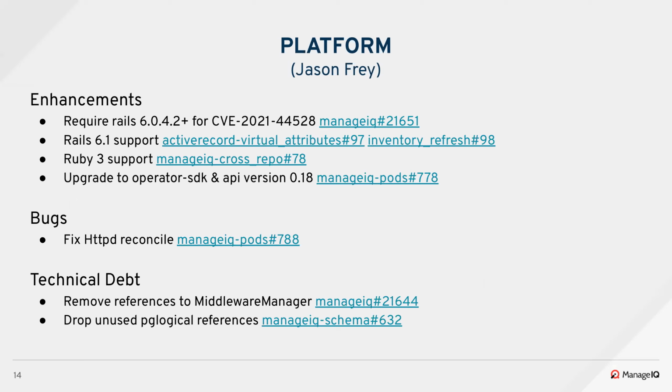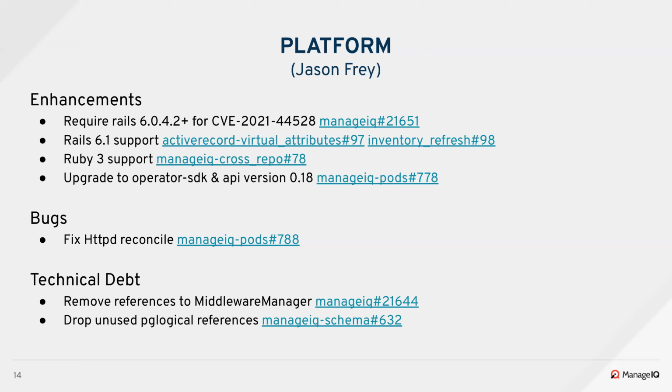Okay, on the platform side, Joe upgraded our Rails dependency to 6.0.4.2 to handle this particular CVE. Rails is actually up to 6.0.4.4 now, so the latest builds should have that. Keenan and Joe have also been working on upgrading Rails and Ruby, or at least adding support for newer Rails and Ruby. So we've had some PRs come in for Rails 6.1 support in a couple of the gems that we use. And Joe added some changes for Ruby 3 support as well.